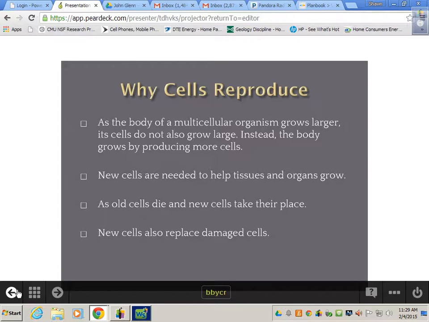So as old cells die, new cells are going to take their place, and new cells are going to also be there to replace damaged cells. So cells reproduce for many different reasons. They divide for a lot of reasons. First one is surface area to volume ratio. Second one is they get worn out. You have to replace them.